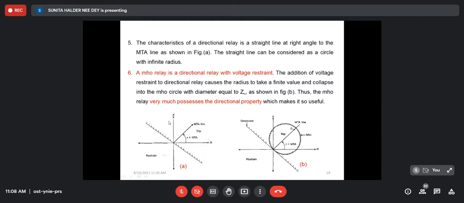Now, characteristic of directional overcurrent relay is a straight line, right? A straight line may be assumed as a part of a circle of infinite radius. Actually, the straight line may be a part of a very large circle. But in case of mho relay, it is also a directional relay, but it has a definite radius. How are we getting that definite radius? Using the voltage restraint. So actually voltage restraining is providing the definite radius within the mho relay, which was infinite in case of overcurrent relay.